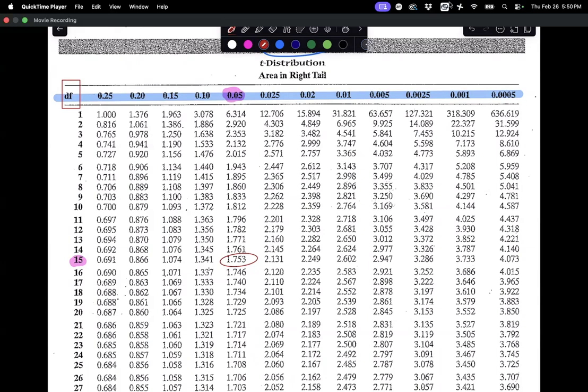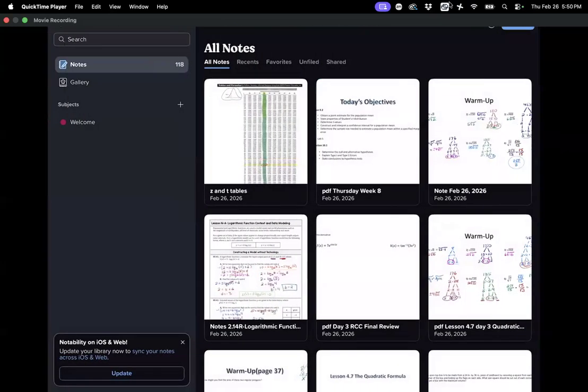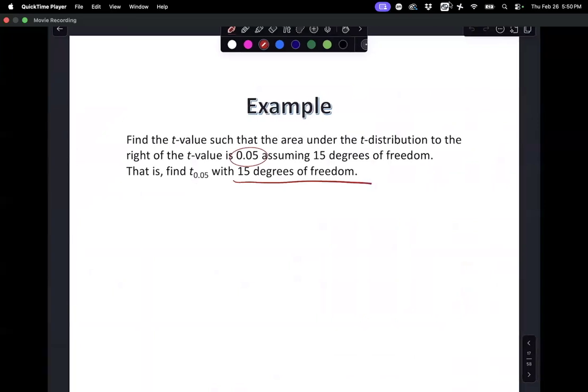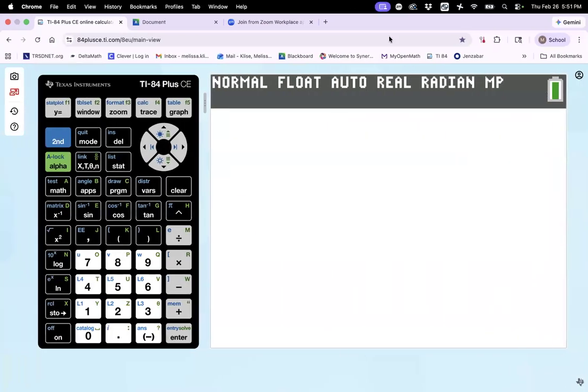Yay! Okay. I'm going to show you how to do this on the calculator, because I believe the TI-83 does not have a calculator function to find the T value, but the 84s do. So I'm going to show it to you. And if you have an 83, you're just going to have to use the T table because the values are all there. But I'm still going to show you how to do it on the calculator. All right.